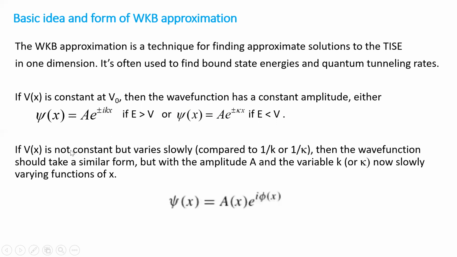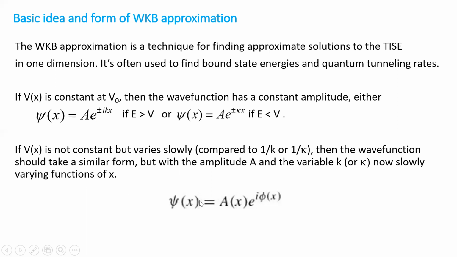So suppose that V of x is not constant at V naught, but it varies slowly in space, compared to say 1 over k, because remember k has units of 1 over distance. So 1 over k is a distance, or 1 over kappa. If it varies slowly in space, then the wave function should take a similar form to what we would get with V of x constant, but with the amplitude A and the variable k or kappa, that is what appears in this exponent, now becoming slowly varying functions of x. So over some interval, it will appear to be constant.